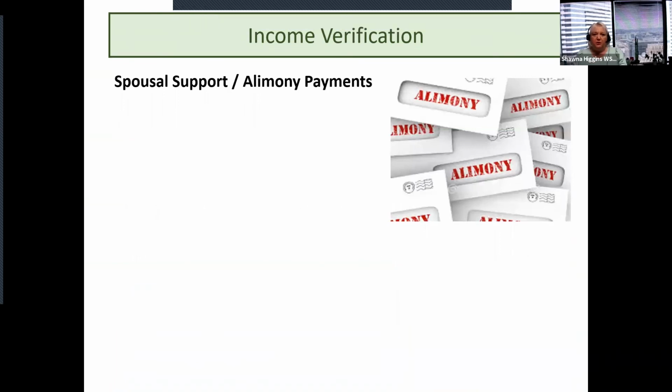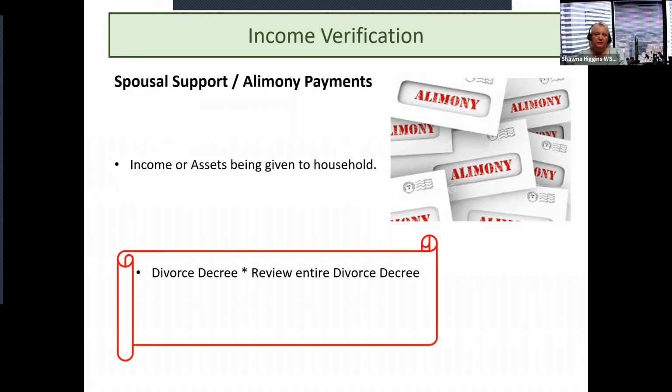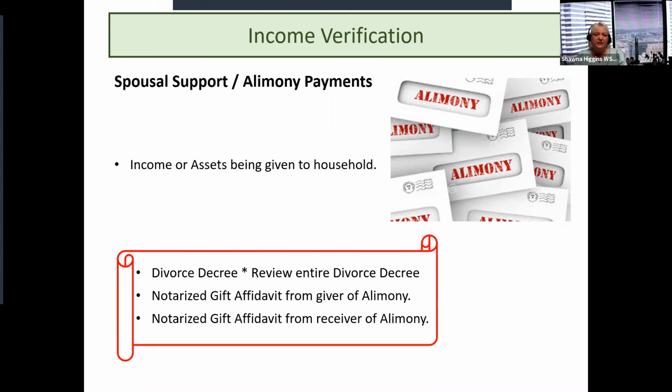All right, so spousal support and alimony payments. So income or assets being given to the household. You're going to want to look at the divorce decree and review the entire divorce decree. Again, in here, it may say that they have ownership of 50% of a house, but maybe they are not living in the house right now, so they didn't declare it on their REA. And then, of course, at that time, it opens up discussions. You'll want a notarized gift affidavit from the giver of any alimony that's received, or you can get a notarized gift affidavit from the receiver if the giver is not wanting to do that.